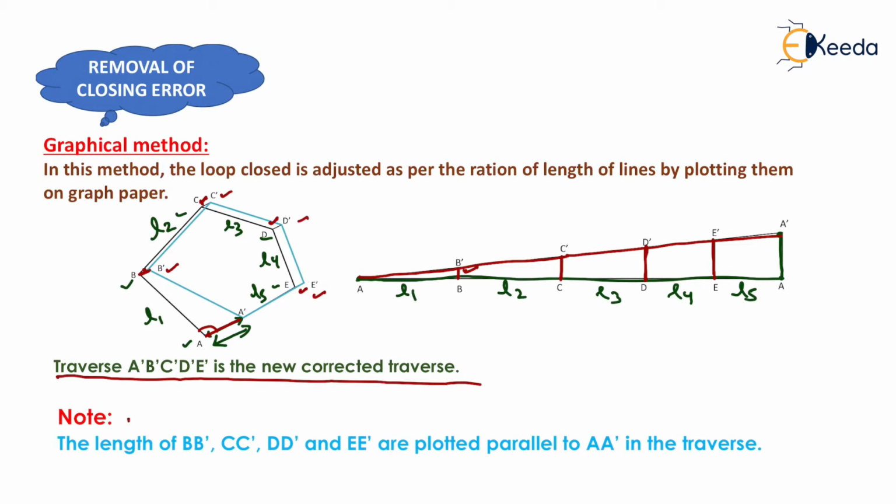Now one note is there, that is the length of BB dash, CC dash, DD dash and EE dash are plotted parallel to AA dash in the traverse, which I had already told to you, that the slope of all the lines, that is BB dash, CC dash, DD dash and EE dash will be kept same as that of AA dash. That is the graphical method of removal of closing error.